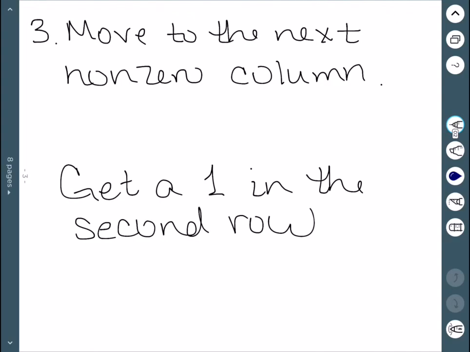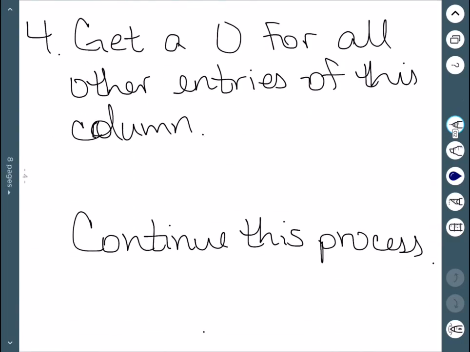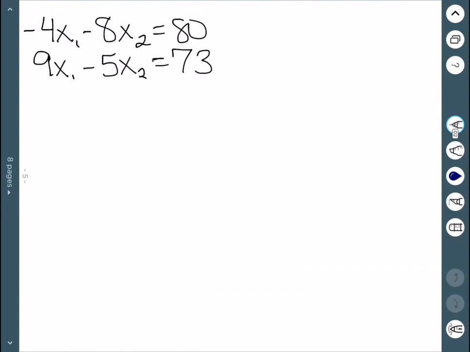We're then going to move to the next non-zero column and get a 1 in the second row. And then we want to get a 0 for all the other entries. And we're going to continue this. Go to the next non-zero column, get a 1 in the third row, zeros everywhere else, etc. So let's do some examples. We'll start with a small case, 2 equations with 2 variables.